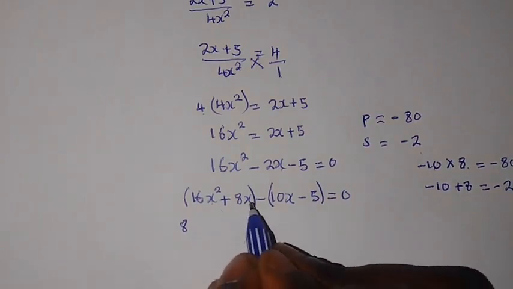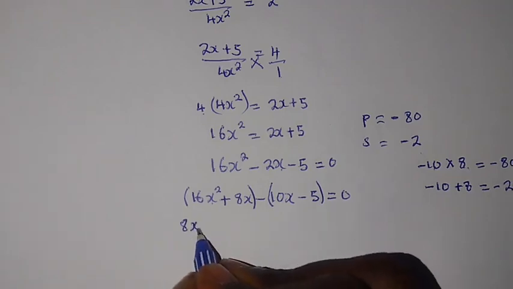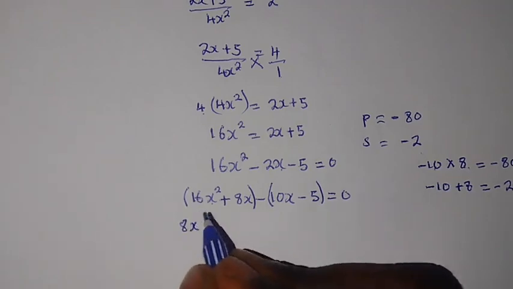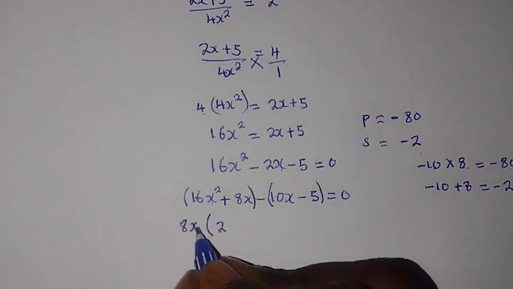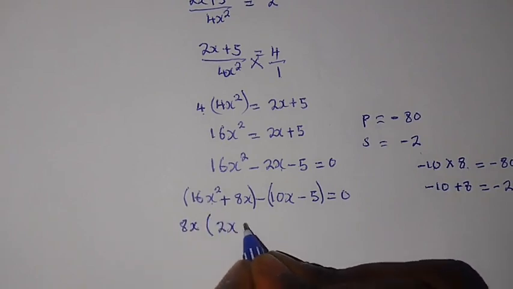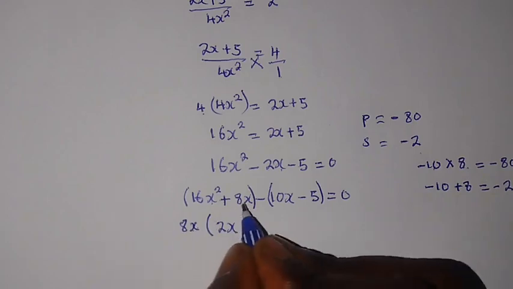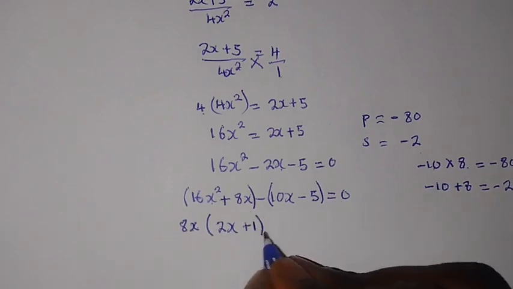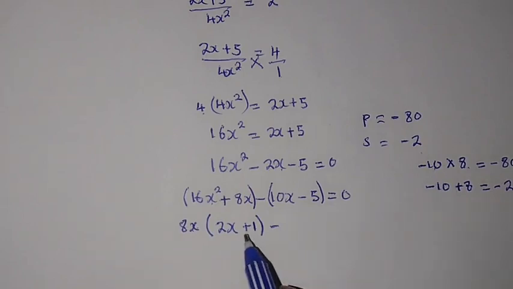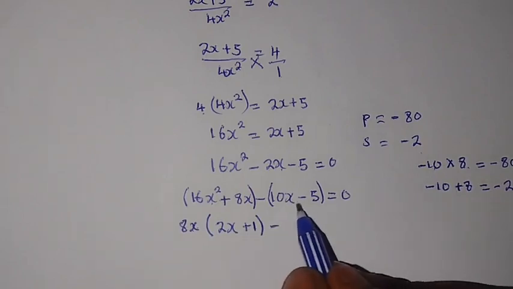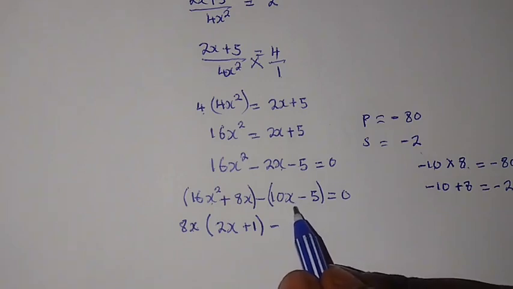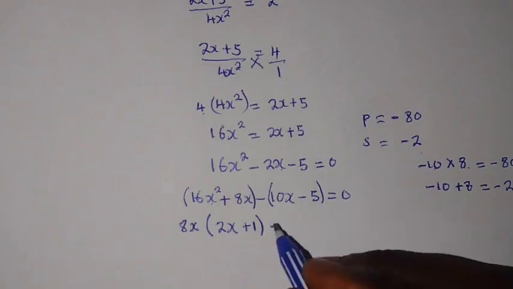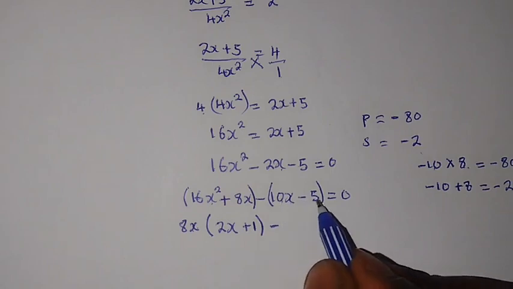Then x² and x, even x is common. You factor out 8x. So 8 into 16, it's 2. This x into x², it's x. Plus 8x into 8x, it's a 1. Okay? Minus. So whatever that you have here, even in these brackets, once you factorize, you must get the same things. So we have 10x minus 5.